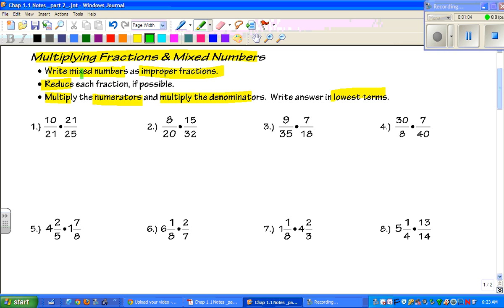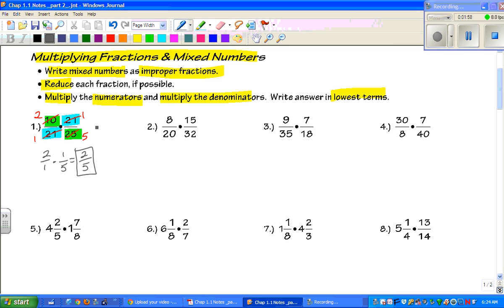So when we reduce, step number 2, we're going to look at the kitty corners to see if we can reduce the 10 and the 25 or the 21 and the 21. The 10 and the 25, we can actually divide both of those by 5. The 10 becomes a 2 and the 25 becomes a 5. The 21 and the 21, same number, we can change them into 1. We are now multiplying 2 over 1 times 1 over 5. 2 times 1 is 2, and 1 times 5 is 5. And that's it. Since it's already in lowest terms, we don't have to do anything to it.